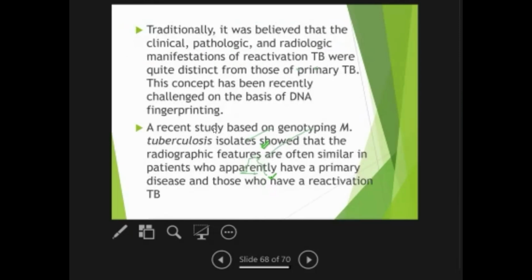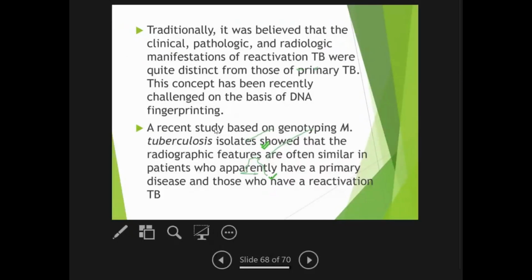Right. So remember, at the start I told you we traditionally classify TB as primary, post-primary, miliary, and extrapulmonary. But recent DNA studies, that is genotyping of the mycobacteria isolated from patients, show that it does not behave like that. It depends on the patient's immunity. Because of that, you can get both the post-primary and the primary picture in combination in TB.